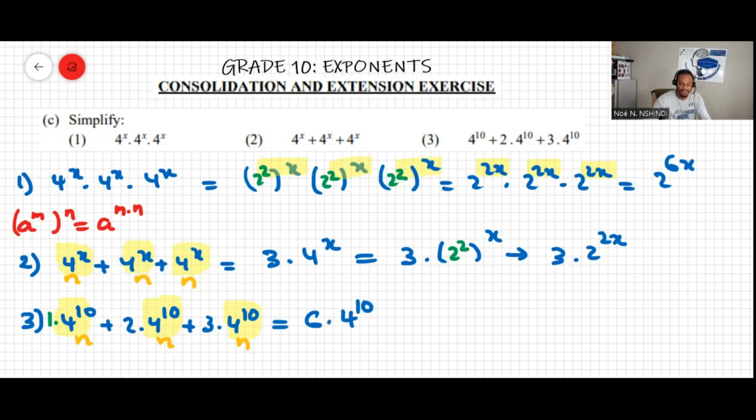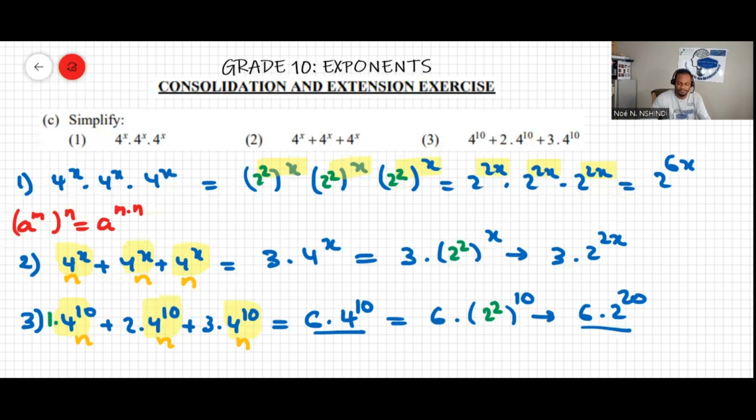Okay, and then this can be written as 6 multiplied by 4 to the 10, which can be written as 2 to the power of 4 to the 10. It's like 2 to the power of 2, and then this is like 6 multiplied by 2 to the power of 20. So you can write this, you can write that. Still correct.